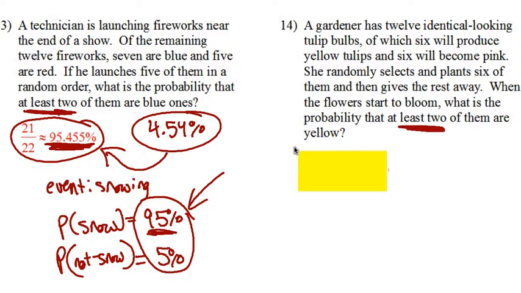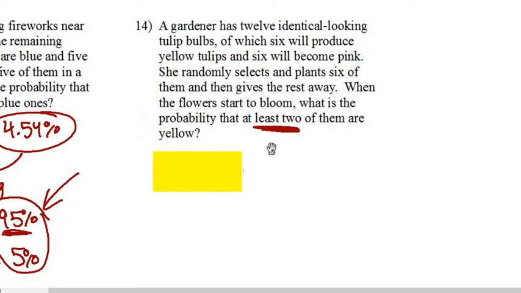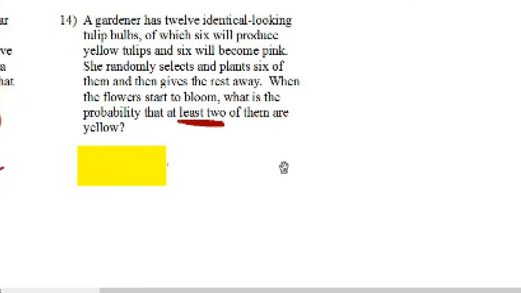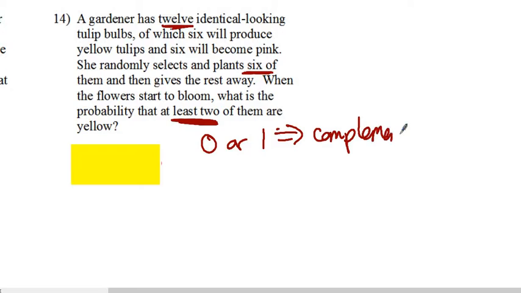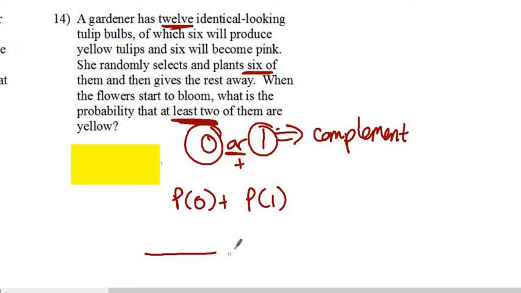So let's try that with this gardening example. Gardener has 12 identical looking tulips. 6 will produce yellow, 6 will be pink. Okay, so you have 12 total, and you are selecting 6 of them. So that means, and let's deal with at least 2. At least 2, the complement of at least 2 would be 0 or 1. Okay, so this is considerably shorter because we have to have the probability of 0 or, which means plus, the probability of 1. So let's do that right now. And this is going to be a lot shorter than the other one.